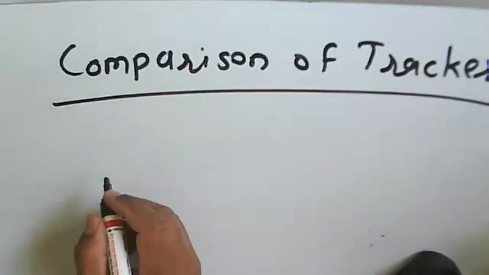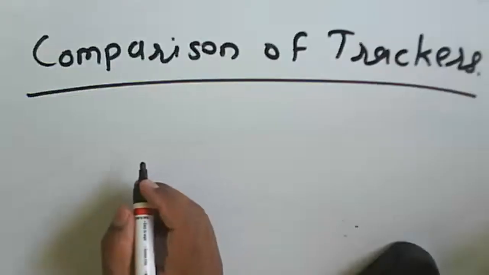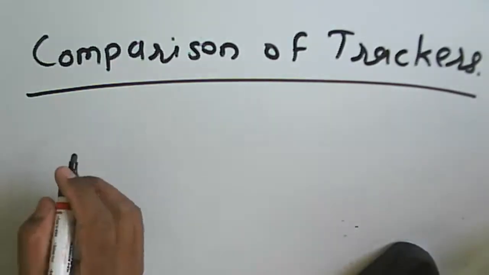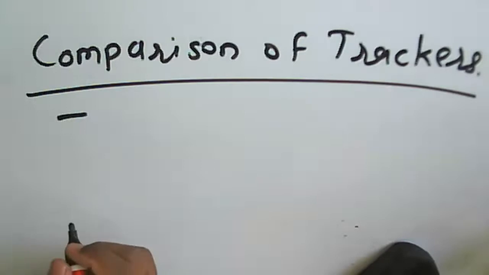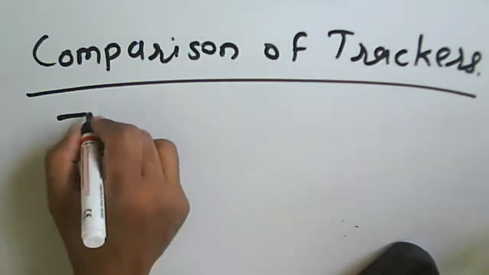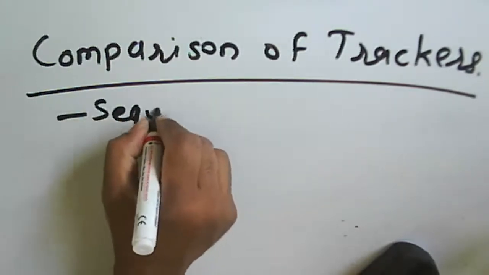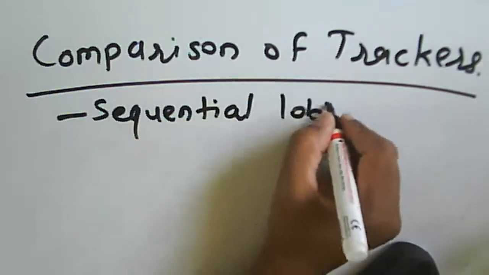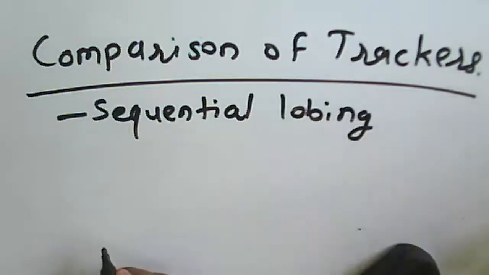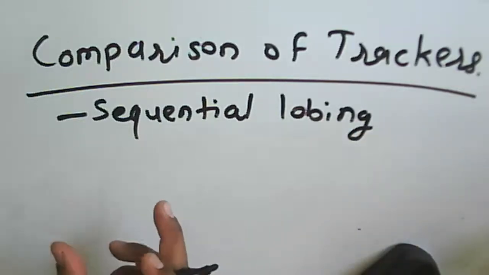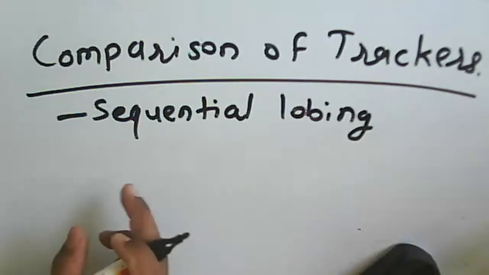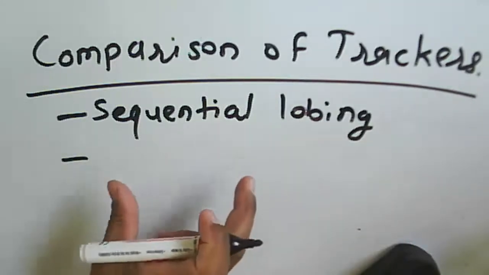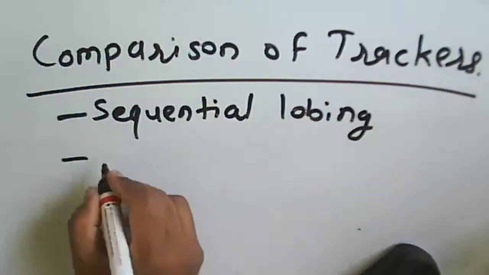okay, if you look at the comparison of trackers here, we have considered various types of tracking radar. In it, a sequential lobing is used, okay, and mostly a tracking radar uses a tracking technique that is called sequential lobing.